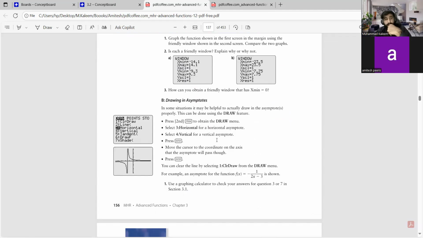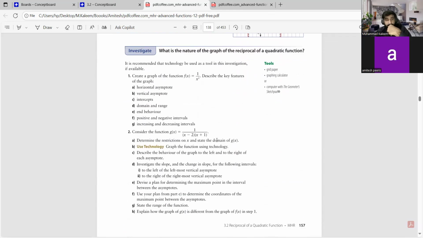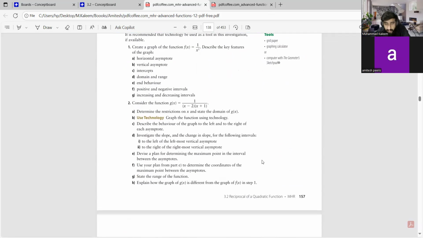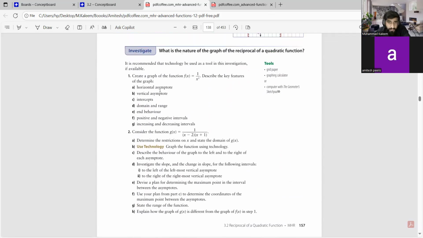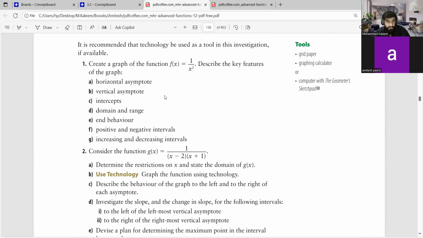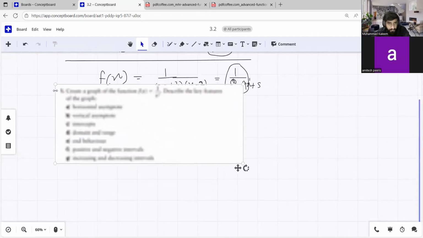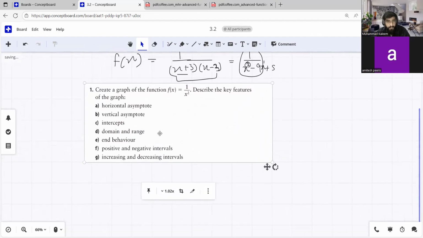Okay, so let's discuss the questions from here. You have this book, right? Page 157. So we will discuss question number 1. In question number 1, what do we have to find? Horizontal asymptote, vertical asymptote, intercepts, and end behavior. Should we start by factoring?